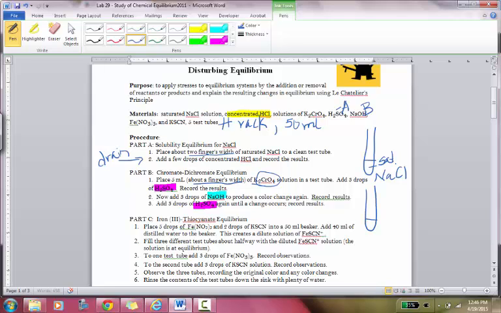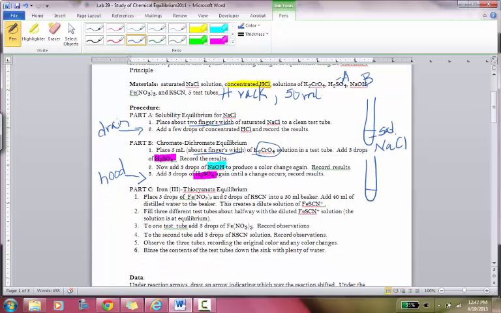The primary reason for that is because when you are done, the disposal for this, you must put in the hood. You do not dump part B down the drain. This needs special care because of the chromate ion. It's particularly toxic, and you will need my help in disposing of that. So please do not put part B's results down the drain.